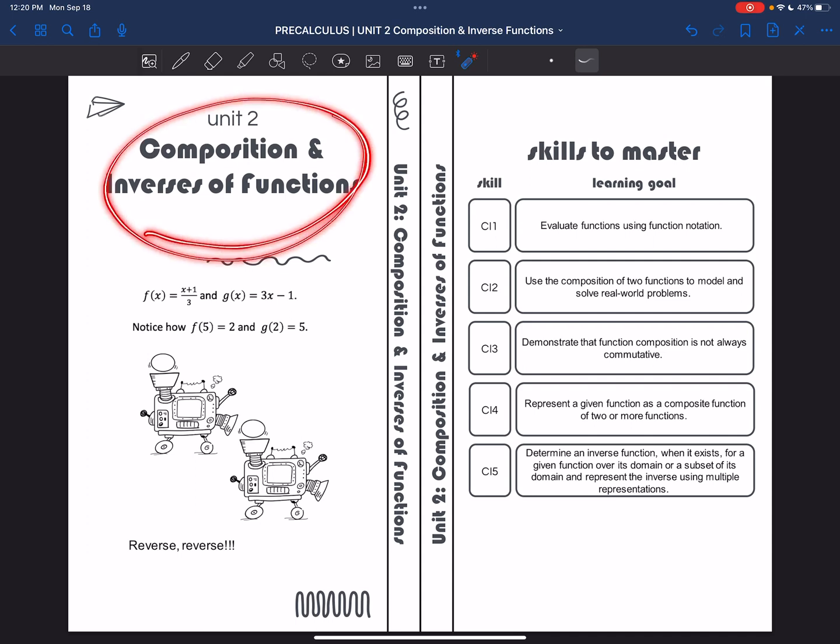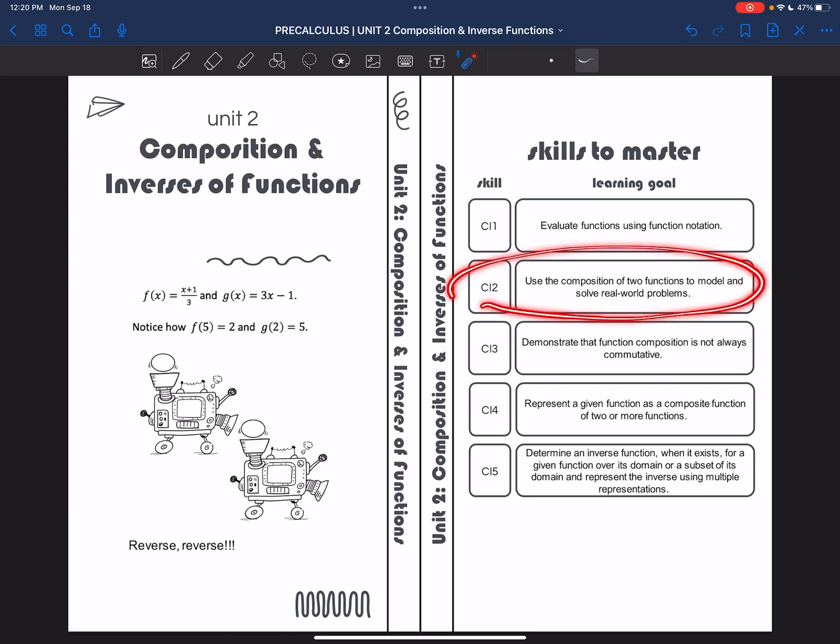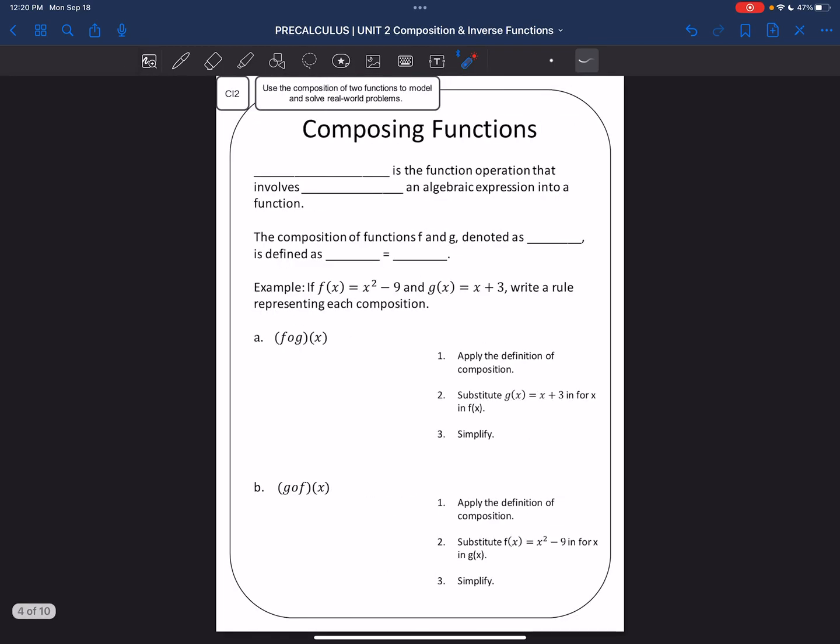We are in our unit on composition and inverses of functions, and today the skill we're looking at is CI2. We are using the composition of two functions to model and solve real-world problems. So let's begin.